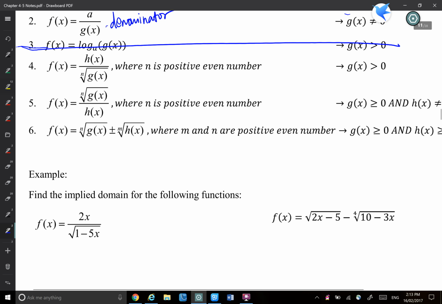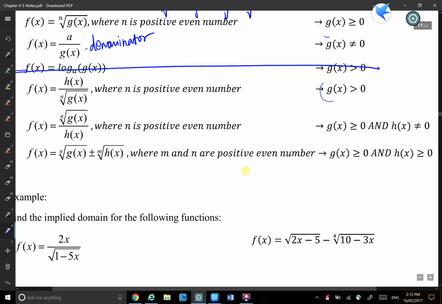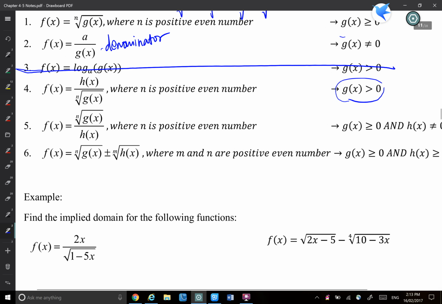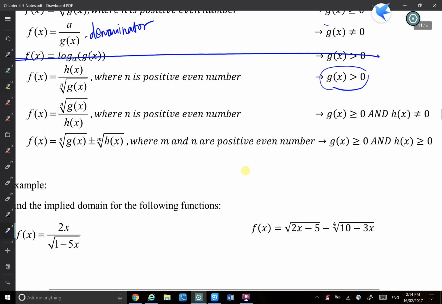So number 4 is a combination of things. h(x) over the nth root of g(x), where n is a positive even number. You need g(x) greater than 0 instead of greater than or equal to 0, because now it's under a square root and also it's the denominator. If it's a square root, I need that greater than or equal to 0. If it's a denominator, I need that not equal to 0. So overall, I need this greater than 0, no equals. If g(x) equals 0, the denominator will become 0. So I will have g(x) greater than 0 here.